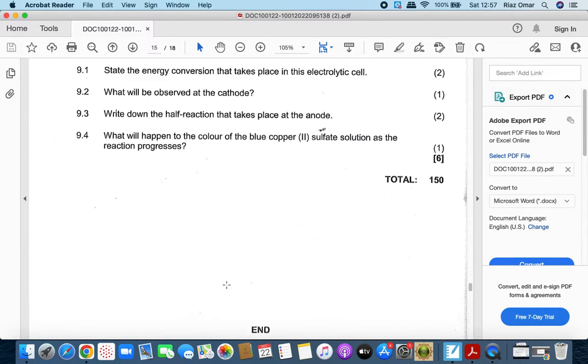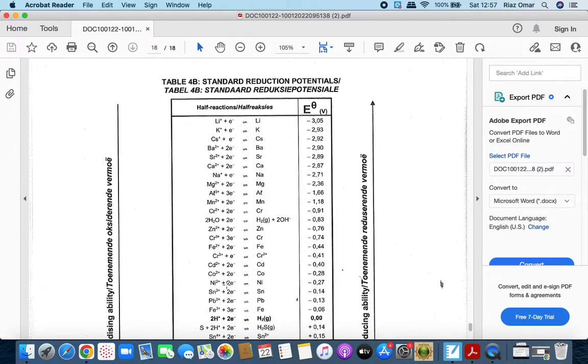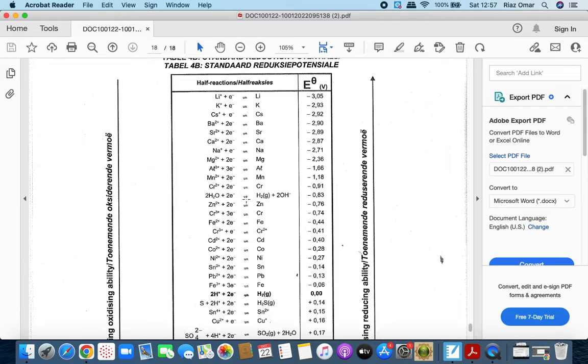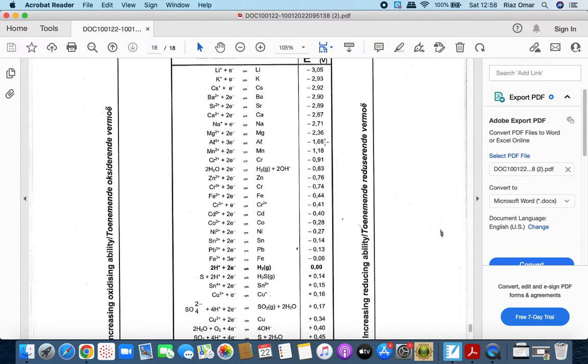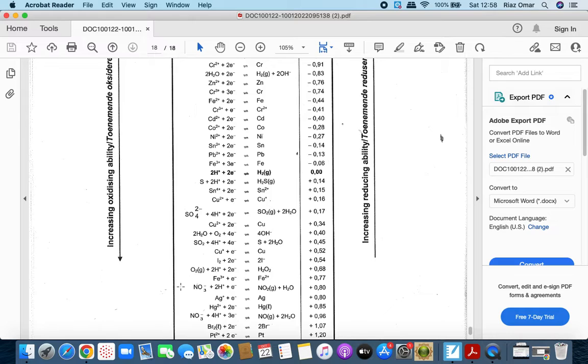Let's just go down to our half reaction table. The one we usually work with is standard table 4B, from the way we did it in class, right? If you look here in the solution, we see that it must go in the direction that shows a spontaneous reaction, right? Here zinc becomes zinc 2 plus plus 2 electrons, and then we go down and we'll see that copper 2 plus plus 2 electrons becomes copper. So that's the one we learned in class.